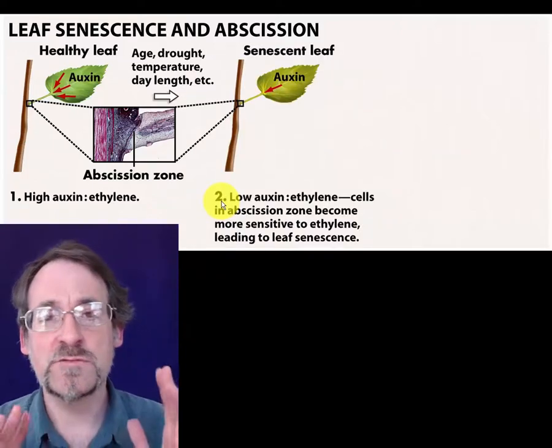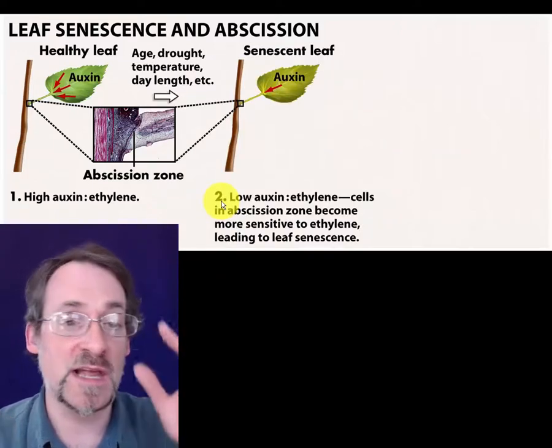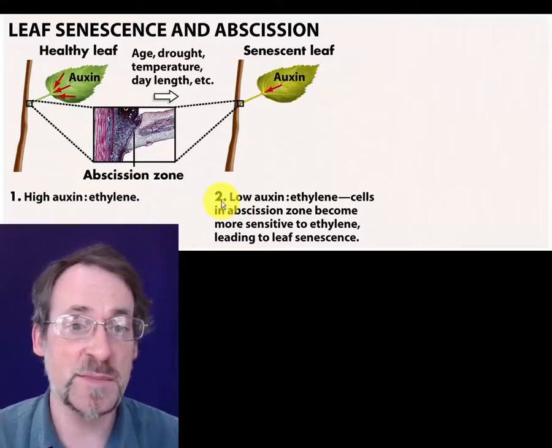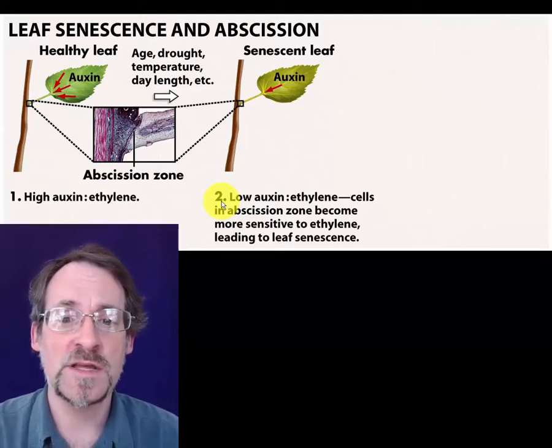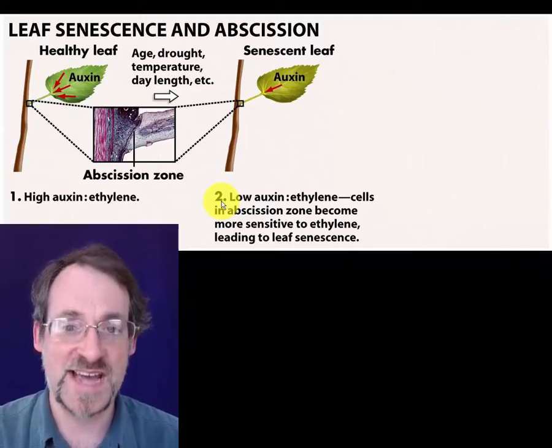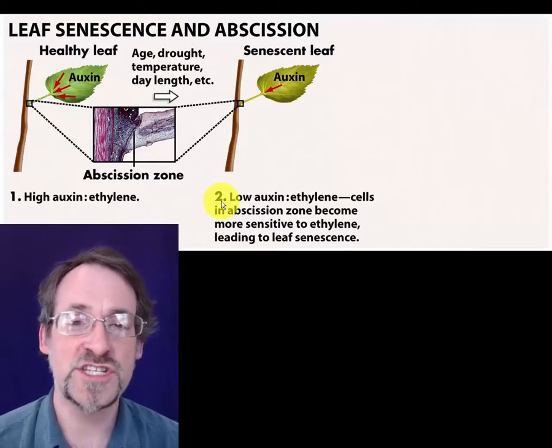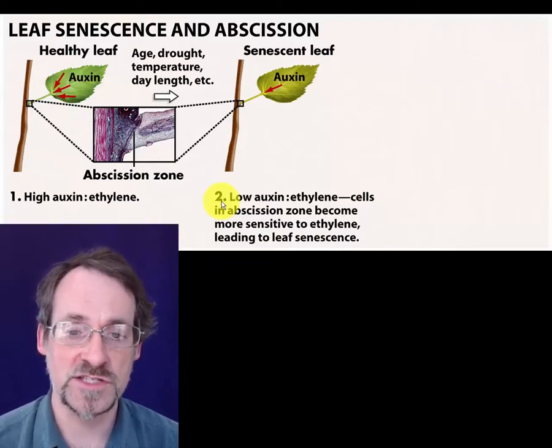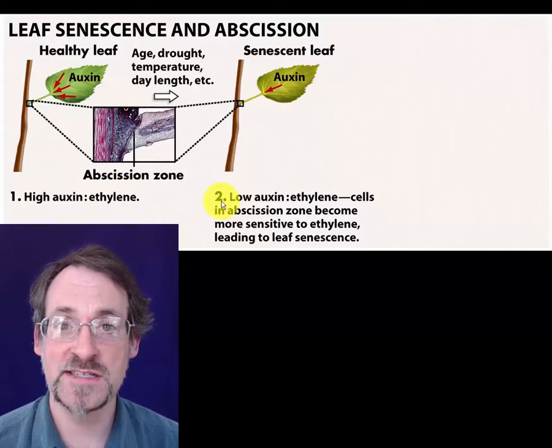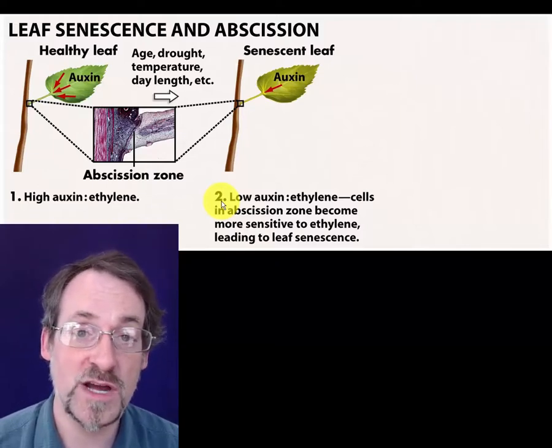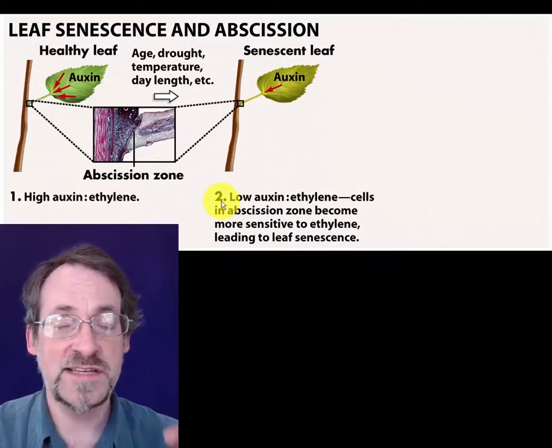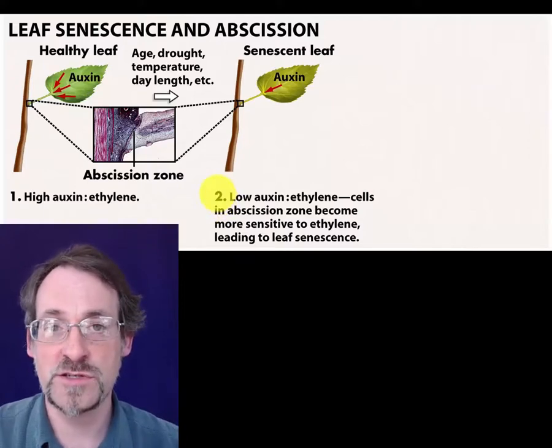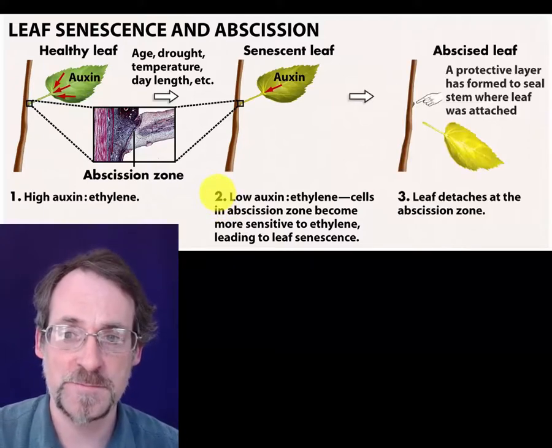However, in response to different stimuli, and those can be just the passage of time, they can be day length or temperature or water loss, the auxin levels will go down so that the abscission zone is receiving less auxin. What happens then is that the cells in the abscission zone become more sensitive to ethylene molecules. And that becomes a runaway process that leads that part of the plant to senesce and eventually die.